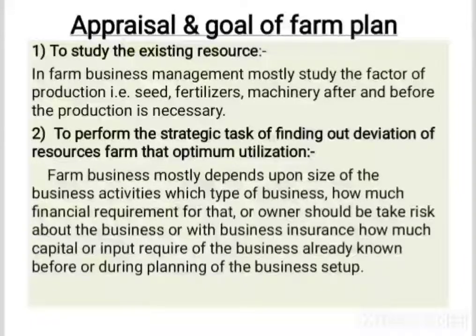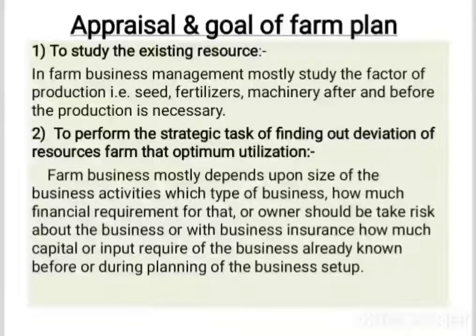In the farm. So all those have to be analyzed. Second, to perform the strategic task of finding out deviation of resources at the farm and that of optimum utilization. So in the second stage, after finding out the existing resources and their availability, now the farm planner or the farm manager has to analyze the extent of deviation between the utilization and the availability of resources. So accordingly, he has to develop the plan.